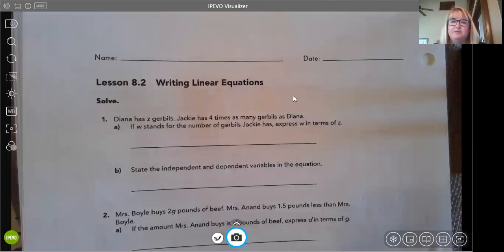If you haven't done so already, you need to get your workbook. We're on page 4, but also I want you to grab your interactive notebook or something to write a couple of notes on, because we need to take just a couple of notes.